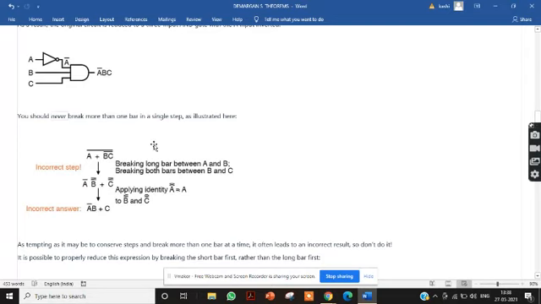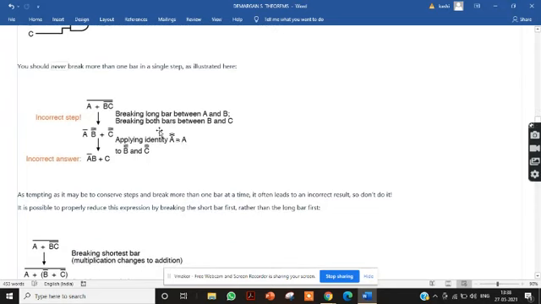So don't break more than one bar in a single step. You have to remember, it is a very important point to remember. It is the most important point also. So you have to break the uppermost longest bar first, then use the theorems properly.